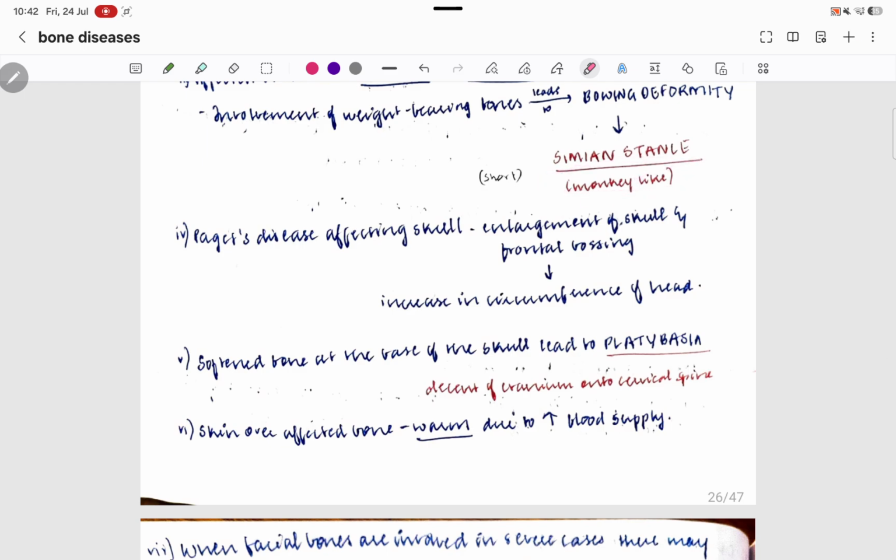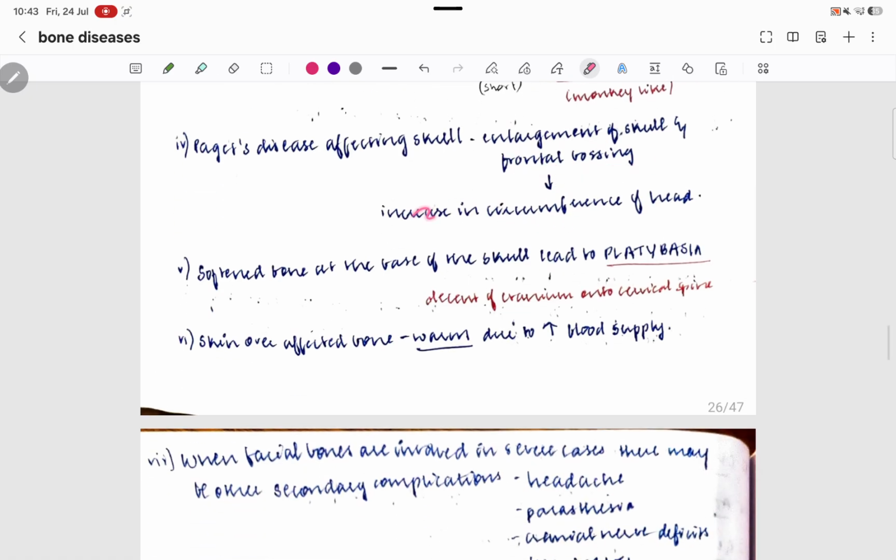Paget's disease affecting the skull. Enlargement of the skull occurs and frontal bossing is seen. Bossing, I have explained it in the previous video. Bossing is basically a knob like appearance. Paget's disease affecting the skull appears knob like in the frontal bone with an increase in the circumference of the head.